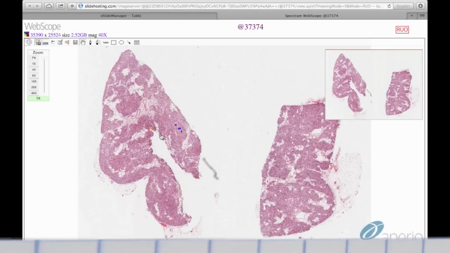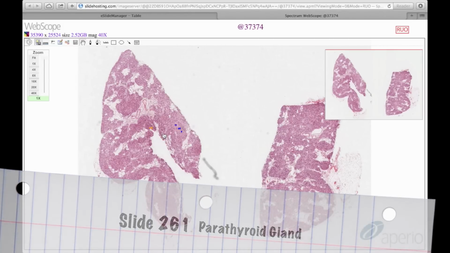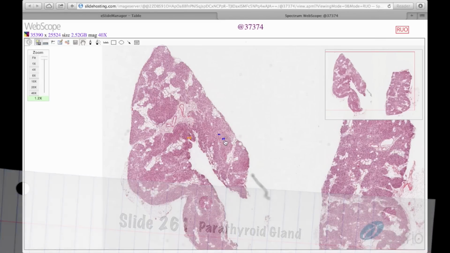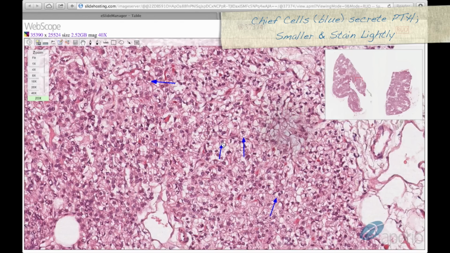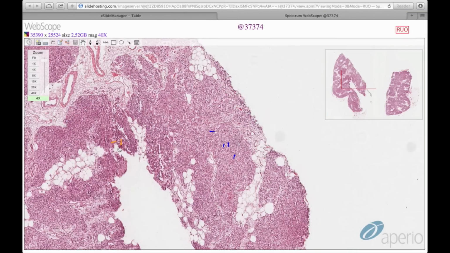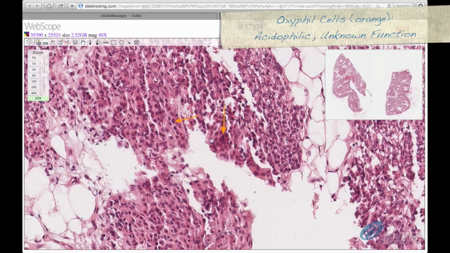Let's glance at slide 261, which is another section of the parathyroid gland stained with H&E. This slide more clearly shows the parenchyma of the parathyroid. The chief cells are indicated by blue arrows and are the cells that secrete parathyroid hormone, or PTH. They are smaller and stain lightly. Over here, the darker acidophilic staining clusters of cells, indicated by the orange arrows, are the mysterious oxyphil cells. Their physiological function has yet to be fully discovered.